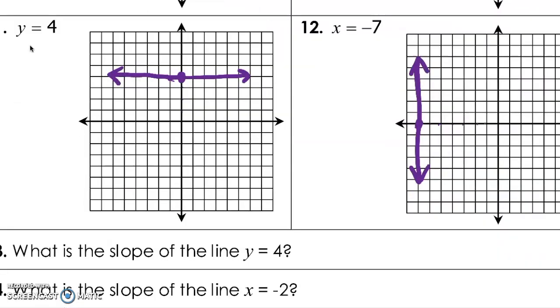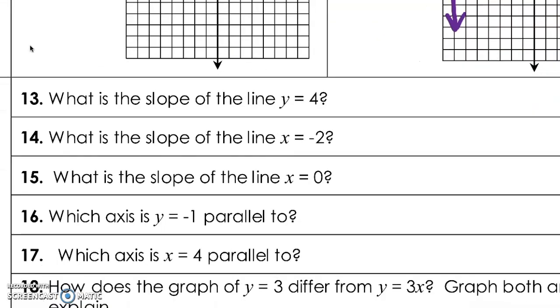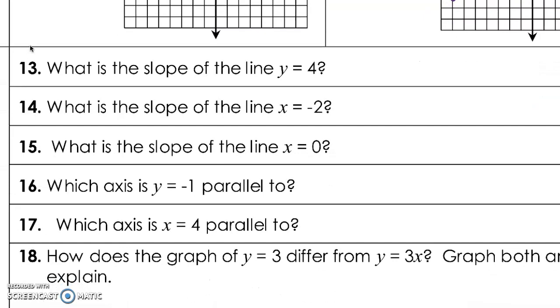Take a minute and pause the video and see if you can answer questions 13 through 18 and then come back and check. So for 13, what is the slope of the line y equals 4? If you just imagine, or you can draw yourself a little xy axis here, y equals 4 means I go up 4 and draw across, and we should remember that the slope of a straight across horizontal line is 0.